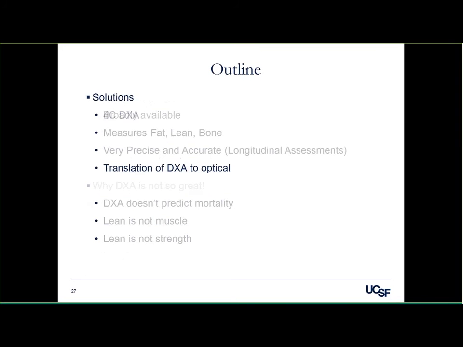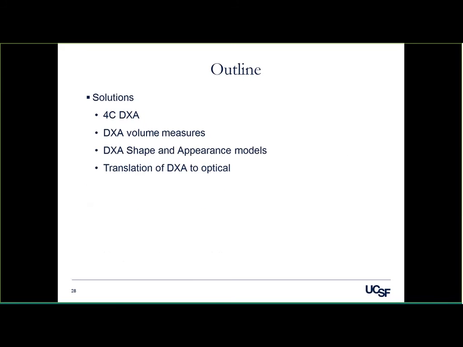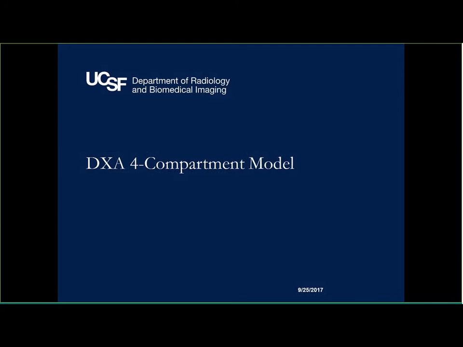So what are some of the solutions that we can look at? One, I'm going to introduce a concept called four-compartment DXA, which is trying to separate out the water from the protein with a simplified model. And each one of these volume measurements, shape and appearance models, and translation to optical we'll talk about. So first, DXA four-compartment model.